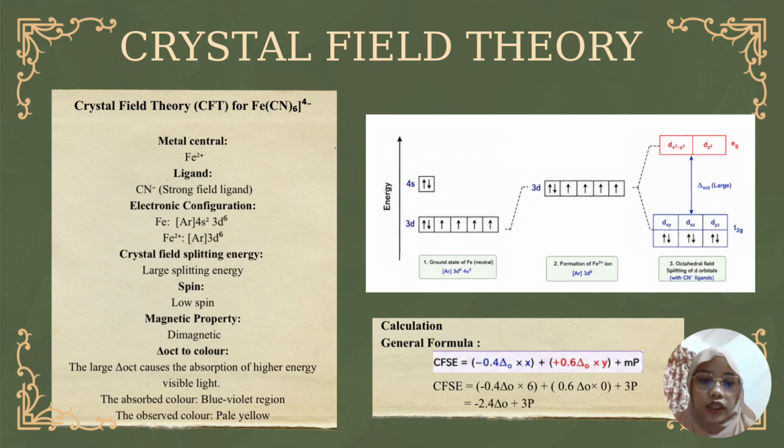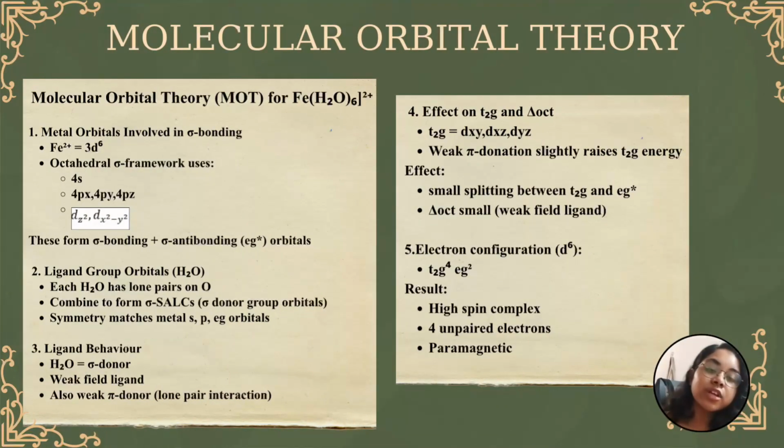3p is considered a 3 electron pair, which is in T2G; we can see the 3 electron pair in this region. Now, let's look into the molecular orbital theory of the hexa-aqua iron 2 ion. This is Fe2+, d6 octahedral, surrounded by 6 water molecules.